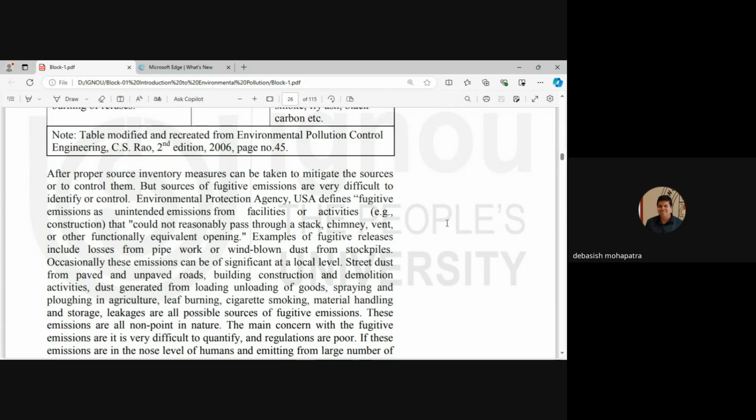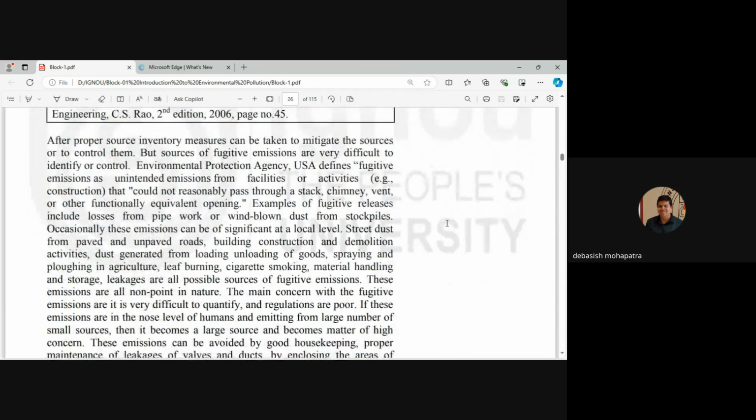Street dust from paved and unpaved roads, building construction, demolition activity, dust generated from loading or unloading of goods, spraying and ploughing in agriculture, leaf burning, cigarette smoke, material handling and storage, and leakage are all possible fugitive sources. So these are the sources which are fugitive. They are hidden, and cannot be seen directly. These emissions are all non-point in nature. Obviously, any fugitive source is a non-point source because we cannot directly see it.